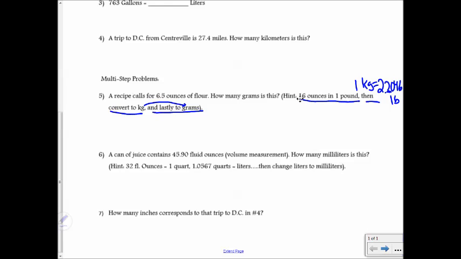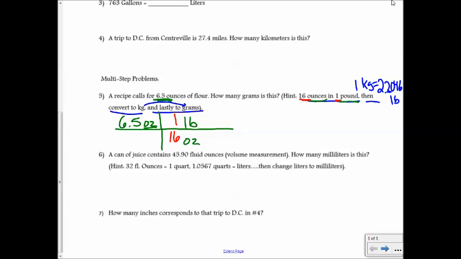What is our given information? 6.5 ounces. An ounce is written with an OZ, by the way. Now, where can I go from ounces? It says I can do ounces to pounds, right? Ounces to pounds. So I'm going to do that first. I'm going to take my ounce, I'm going to diagonal it down, and go to pounds. And over here it tells me that 16 ounces equals 1 pound. That's my first step of the multi-step.